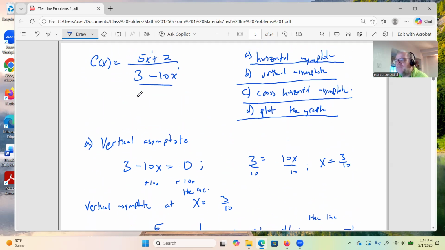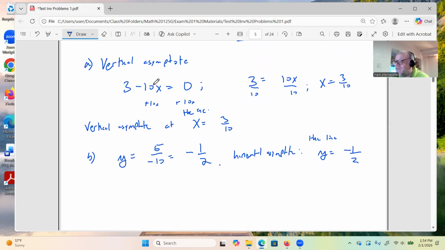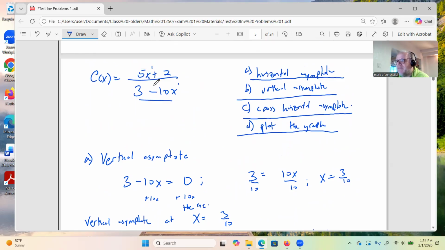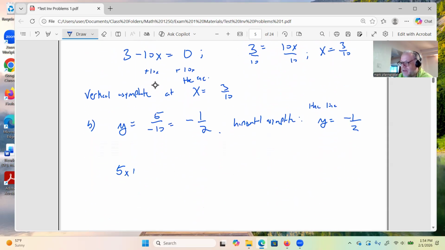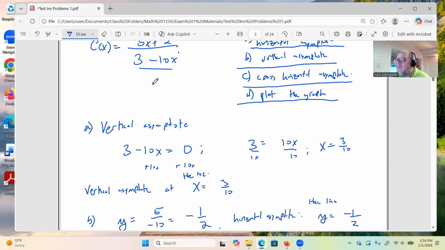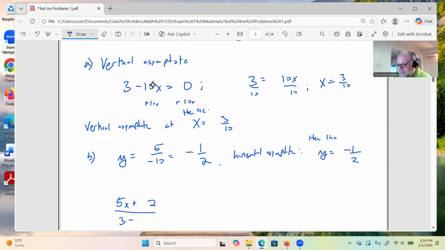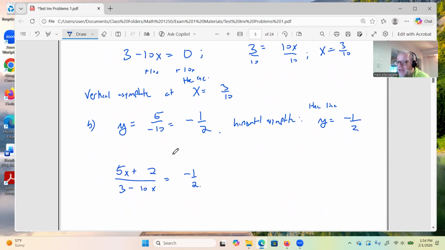Next step, does this function cross its horizontal asymptote? Well, let's find out. What's the function? It's 5x plus 2 divided by 3 minus 10x. If it crosses, then they would be equal at a particular point. So we're going to set the function equal to its horizontal asymptote to see if we can solve this equation and get a value for x. This is a rational equation. We're going to multiply both sides of the equation by 3 minus 10x, which has the equivalent effect of canceling those pieces.